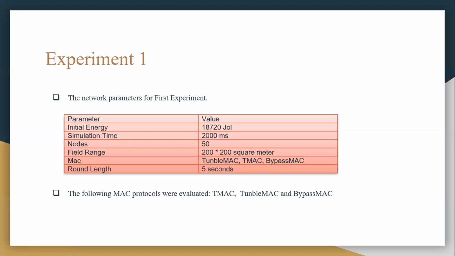In experiment 1, we aim to compare the power consumption of wireless sensor networks using different MAC communication protocols, and the network parameters we can see here in this table. The initial energy of each node was 18,720 joules, simulation time 2000 milliseconds, number of nodes 20, and the field range 200 by 200 square meters. The MAC protocols that we compared were Tunable MAC, TMAC, and Bypass MAC, and the round length was 5 seconds. Through this experiment, we sought to identify the most energy-efficient MAC protocol for our wireless sensor network, which would contribute to optimizing energy consumption.